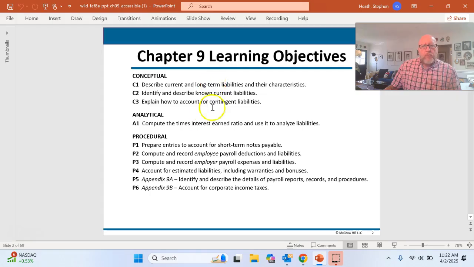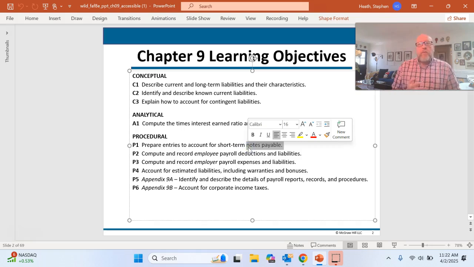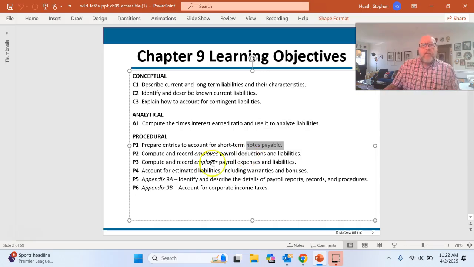Down in the procedural, right? So I've sort of covered this, but down in the procedural, we're going to talk about notes payable at some point, and then we're going to talk about employee payroll, right? What are we obligated to pay our employees? And then we have to talk about payroll deductions and so forth. Then P3 is, in addition to paying our employees, we also have to pay payroll taxes, and that generates liabilities. Then we'll talk about warranties and so forth.